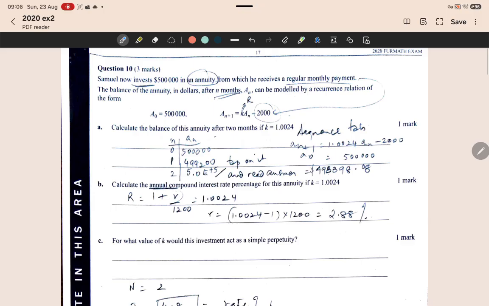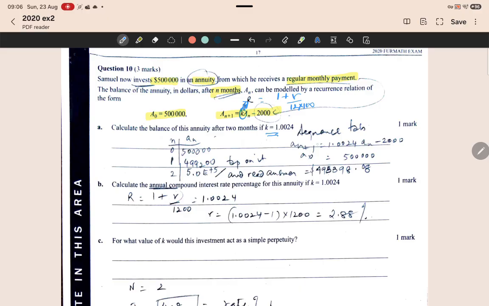In question 10, Samuel invests 500,000 into an annuity. So into an annuity means that he is putting in money and he gets regular payments, okay, from it. So the balance after n months, a(n), can be modeled by a recurrence rule. So there's two parts, a starting value and a rule. Now clearly you can see over here that this obviously is an R value, capital R. Because it's monthly, it must be 1 plus R over 12 times 100. So calculate the balance after 2 months when K is given to you here.